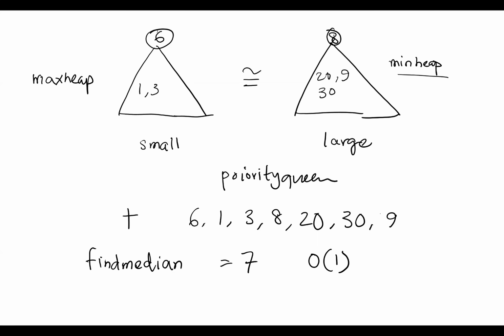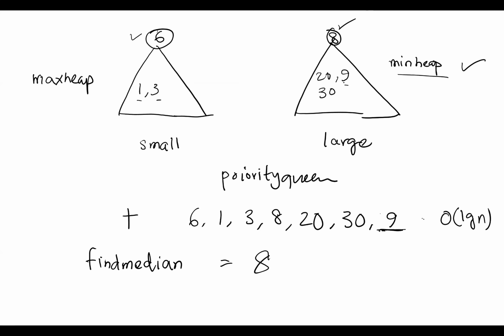Now, how much time did it take to add 9? You see, the add operation is order of log n. You know that from the complexity of the heap, right? Now for find median, this time the sizes of the heaps are not equal, right? We know that this one is larger. So I just go and grab the top of it, and the median is 8, because there are 3 elements here and 4 elements here. That means the middle element of the stream is here.